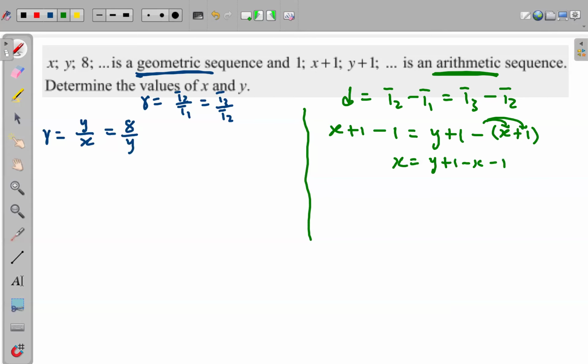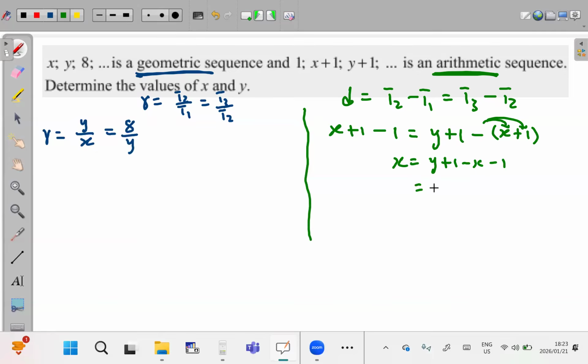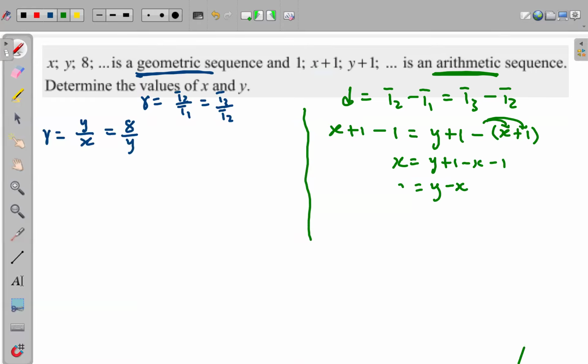And the left-hand side is just an x because 1 minus 1 is 0. But again, you still have a 1 minus 1 situation on the right-hand side. So you're actually left with y minus x on the right and then x on the left. And finally, 2x is equal to y.